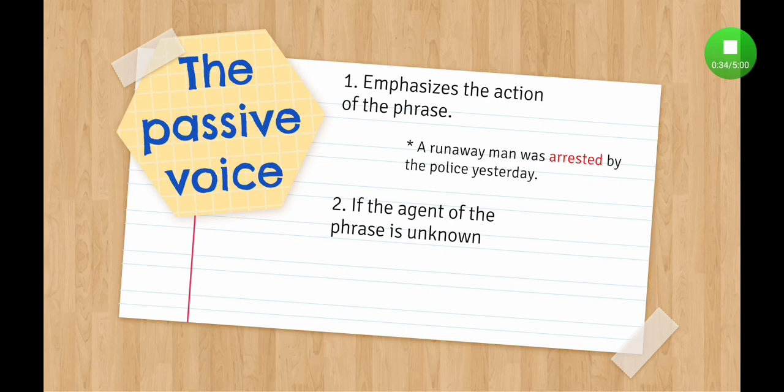Okay, let's move on to the second case in which we use the passive voice. We use the passive voice when the agent of the phrase is unknown. This means that we do not know what the agent is or who is doing the action. Here we have an example. The movie was recorded in Miami. In this case, we know that the movie was recorded in Miami, but we don't know by who. It's possible that we don't know the agent or that the agent is not relevant to the information that a sentence is given.